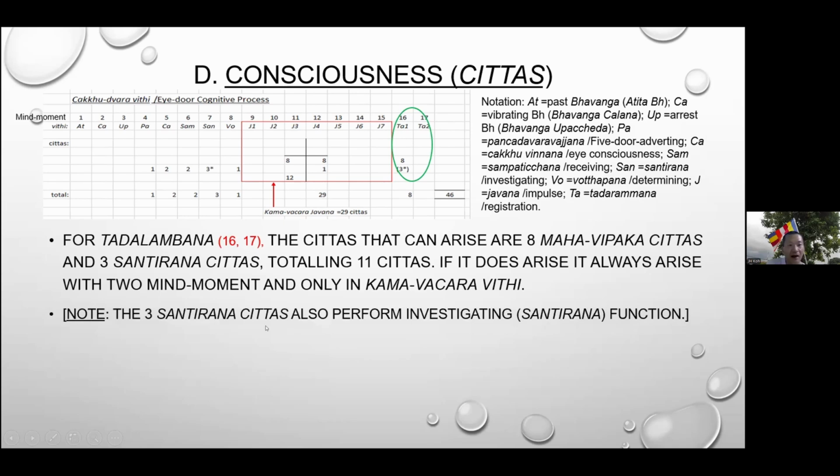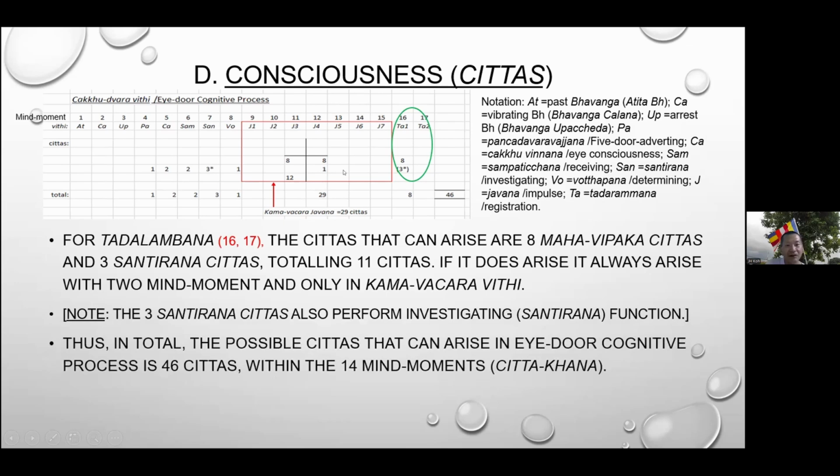So here I have mentioned this. The santirana also performs the santirana function here. Thus, in total, the possible cittas that can arise: when we add up all these, here is 29, 8, so we add up to 46 here. So there are 46 cittas that can arise in these 14 moments, that is from moment 4 to moment 17, these 40 mind moments in this cittakana.